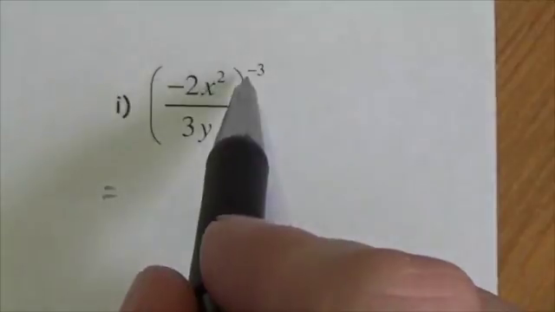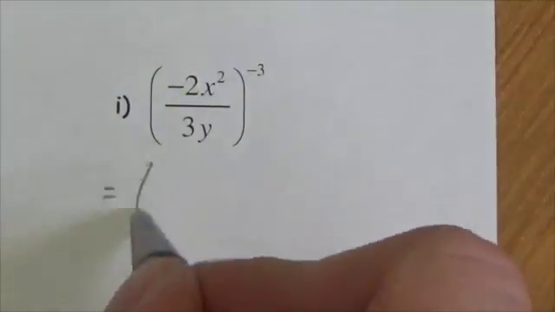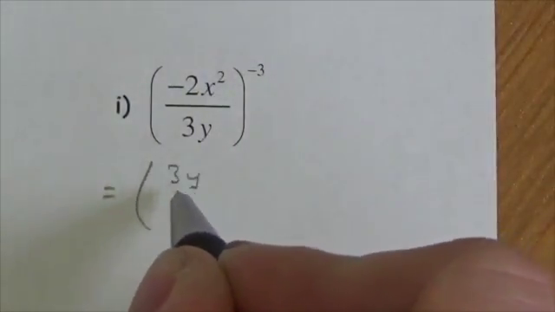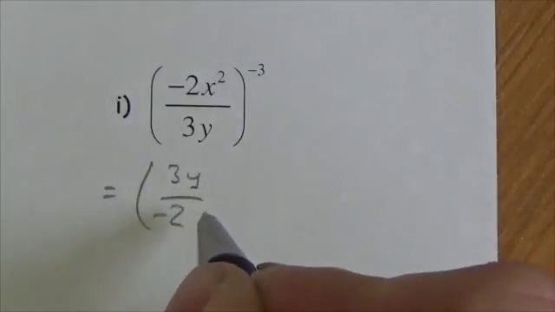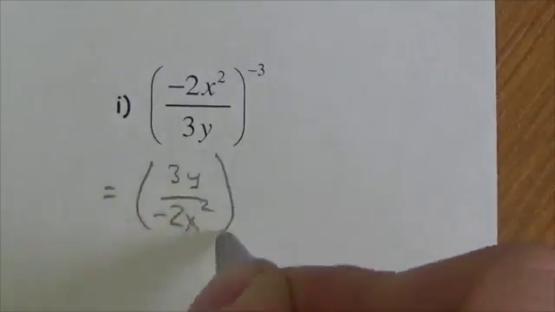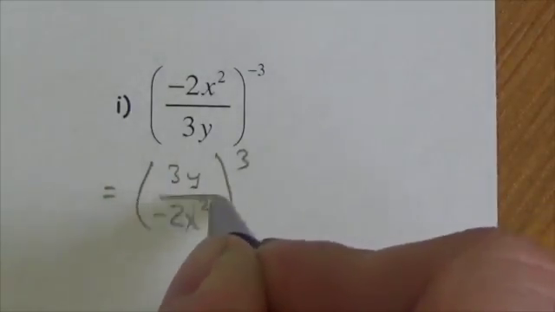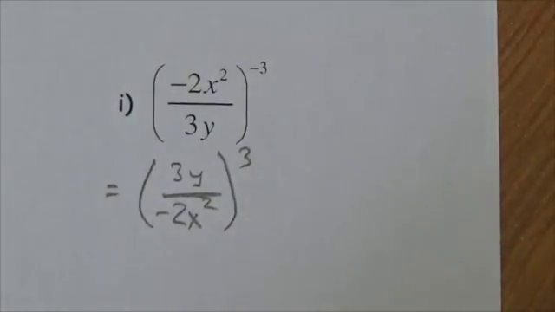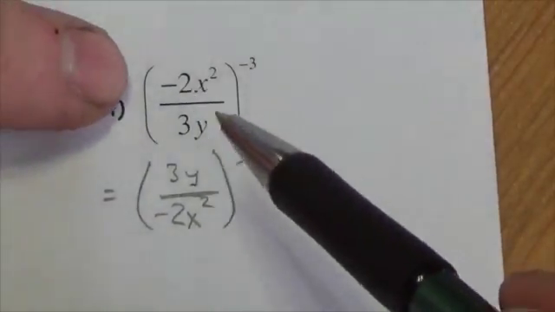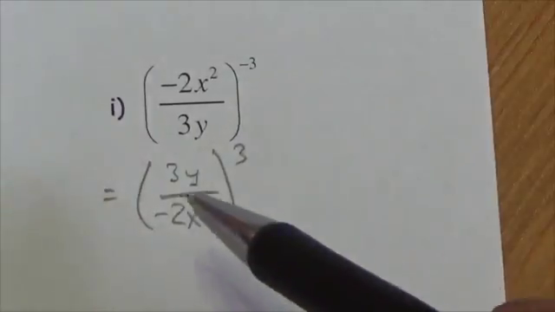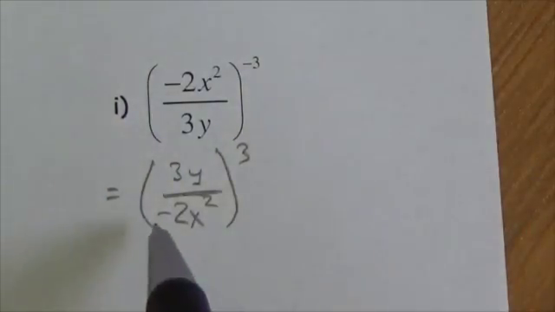Now there's two parts to this. There's the negative and the cube. I'm going to deal with the negative first. And we know, based on previous experience here, that what that negative is going to do is reciprocate the base. So this negative 2x squared over 3y is going to become 3y over negative 2x squared.